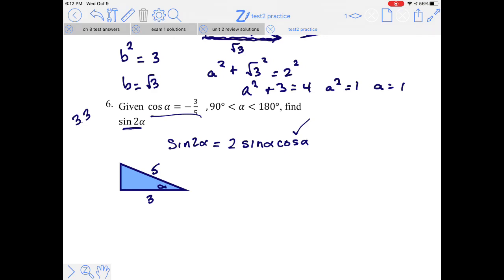So if we did Pythagorean theorem, a squared plus b squared equals c squared, we would get a 4 right there. If it says between 90 and 180, is that quadrant 2? Or does the 2 affect that? Yeah, this is quadrant 2. If you start at 90 degrees to 180 degrees. But does sine 2 affect that? Would it still be the same quadrant or would it change quadrants? 2 alpha might change quadrants, but this determination of sine and cosine of alpha, we can base it off of this information here.